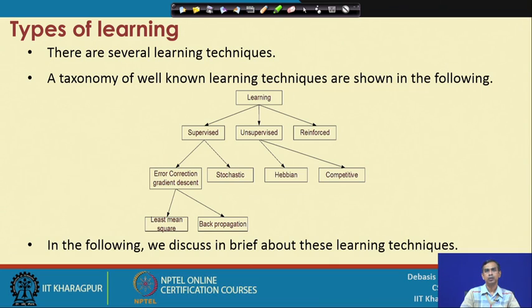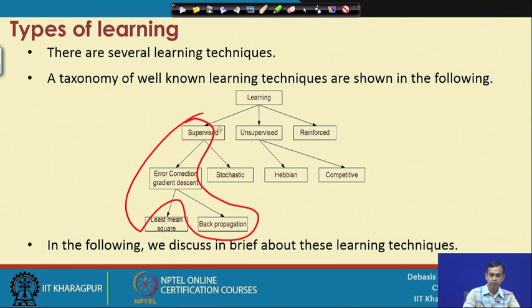On the other hand, in unsupervised learning, there are two types: one is called the Hebbian learning technique, and another is the competitive learning technique. Let us quickly have some brief idea about all these different learning techniques. As the time constraint is there, we will not be able to cover all the learning techniques, but only a few will be covered. More precisely, we will discuss supervised learning and then back propagation learning. So, we will limit our discussion to these.